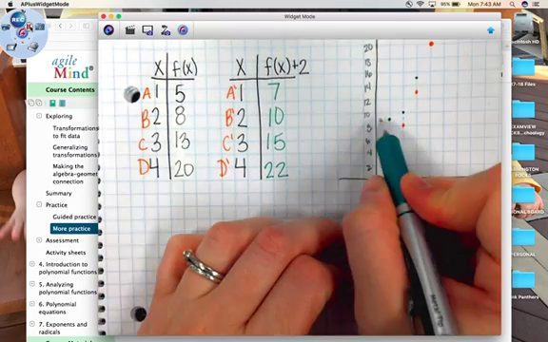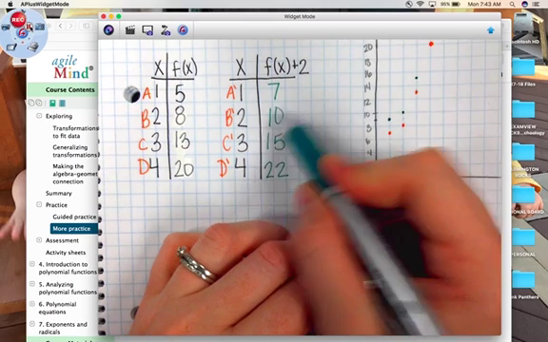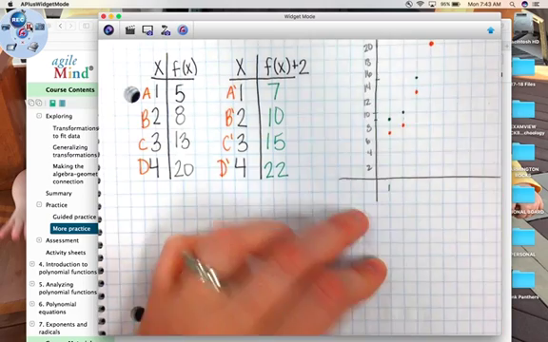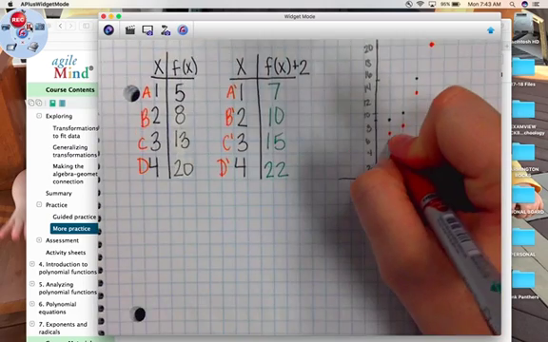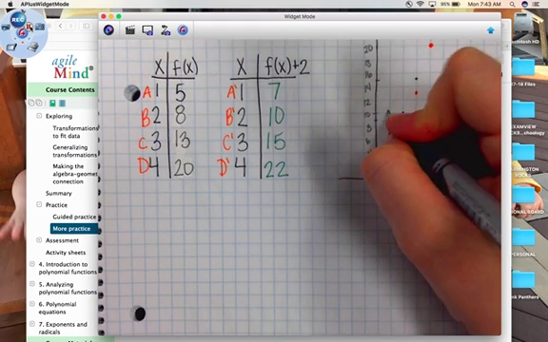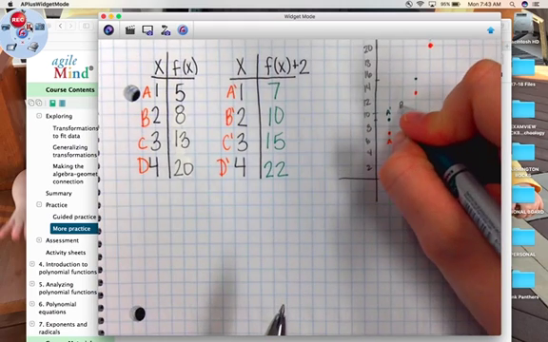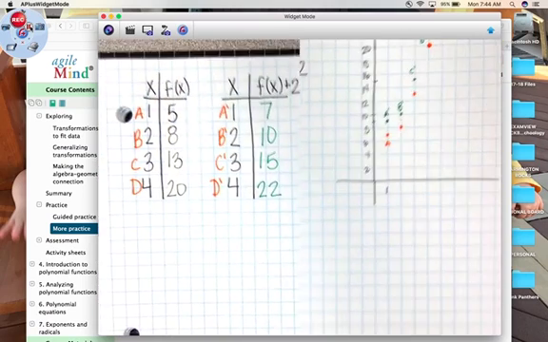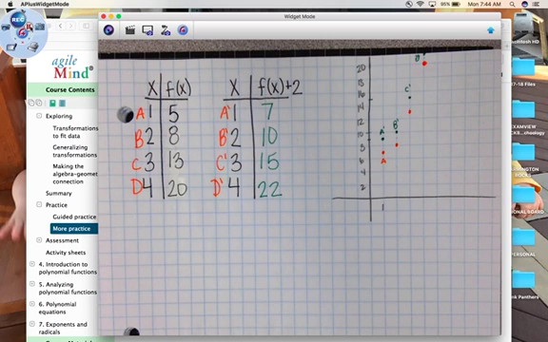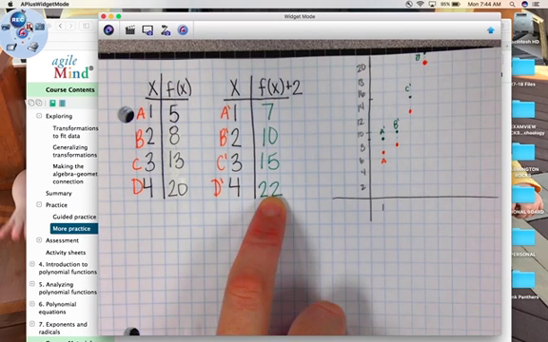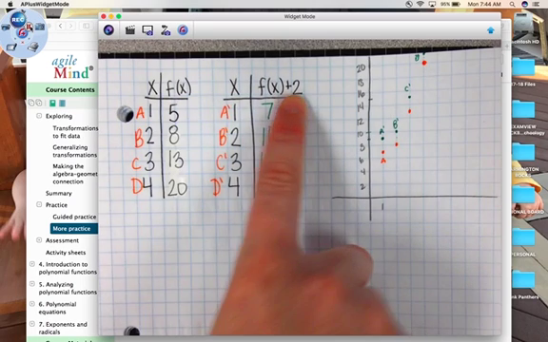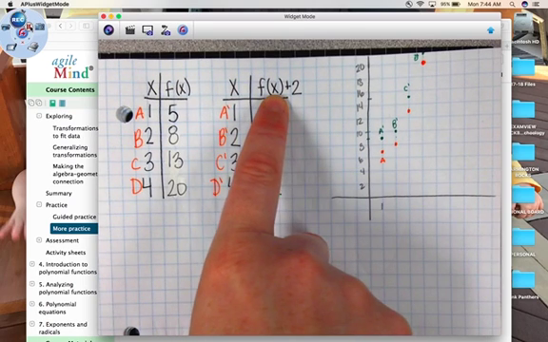So if you notice, this point is at 11, that point's at 10, that point's at 15, that point's at 22. So this is A prime, and B prime, C prime, D prime. Okay, so those are your values. Notice only the y values changed in the table. If you have both, then you would have to change the y values based on the k value and the x values based on the h value.